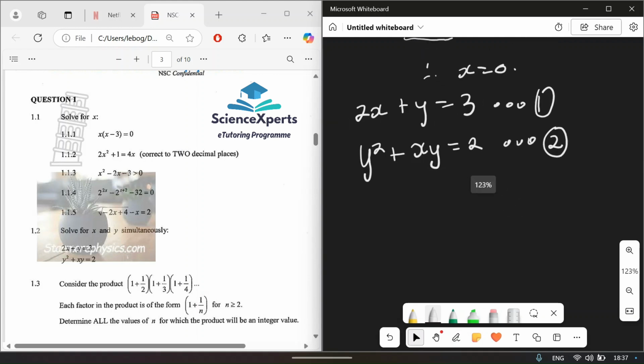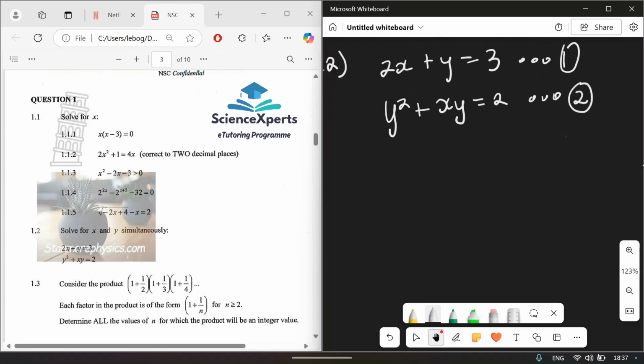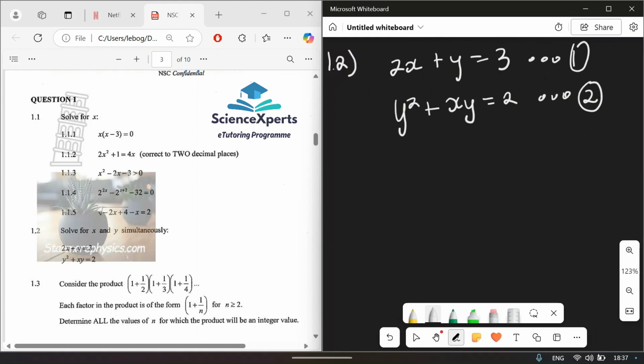So you can ask yourself, which equation will be easier for me to make one of the variables the subject of the formula, right? And which variable will be easy to make the subject of the formula? Making a variable the subject of the formula means that variable will be alone on its own side of the equation. So me, I can see that equation 1 will be much easier because I can make y here the subject of the formula easily.